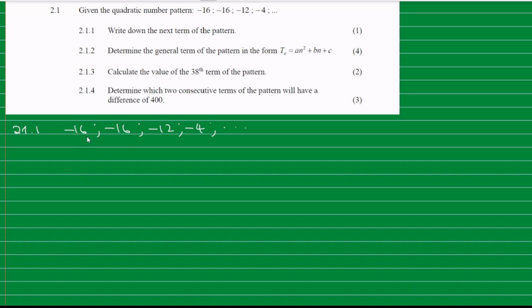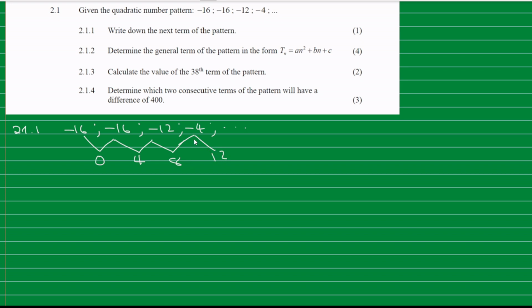Write down the differences, your first row, first difference. -16, subtract that one, that will be 0. Subtract this one again, -12, subtract that one, that is 4. -4, subtract that one, that is 8. As you will notice here, we are having 0, 4, so it's an arithmetic sequence. We are adding 4, 4, 4, which means the next term here that we are going to add is 12, that is 8 plus 4.